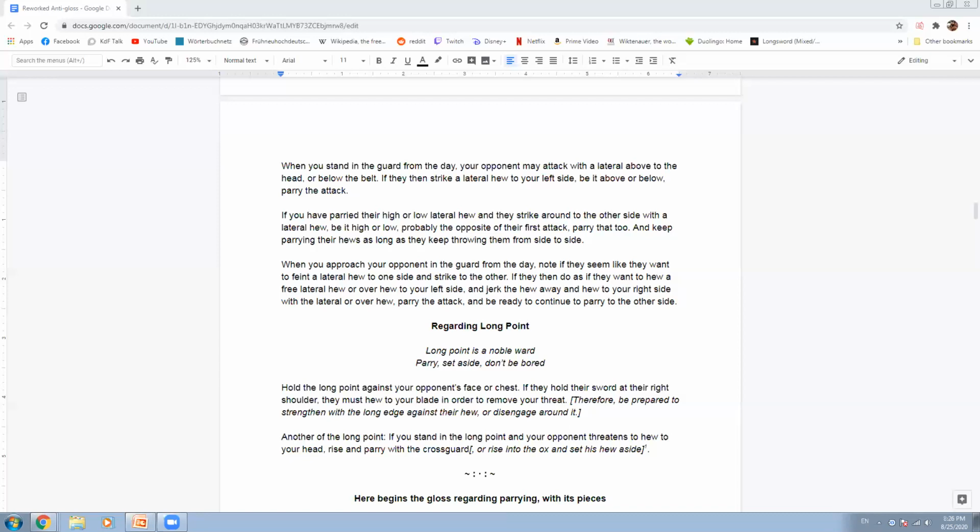I'm trying to avoid saying single time counter and parry riposte fencing, because I think it's a false dichotomy, those two things.